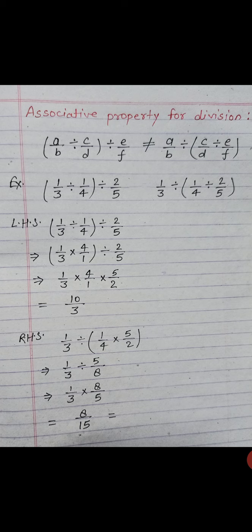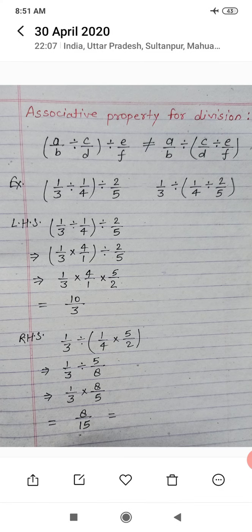We will solve LHS. 1 by 3 divided by 1 by 4 divided by 2 by 5. 1 by 3 into 4 by 1 divided by 2 by 5. 1 by 3 into 4 by 1 into 5 by 2 is equal to 10 by 3.